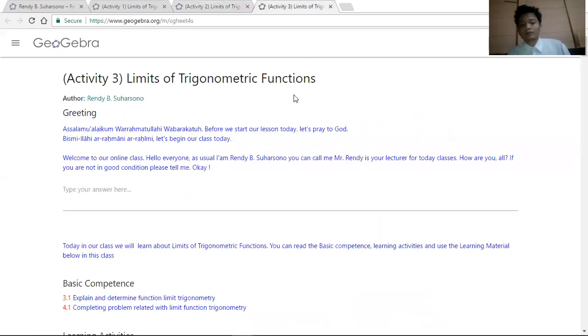That is activity 2. Let's come to activity 3. Activity 3, limits of trigonometric function.